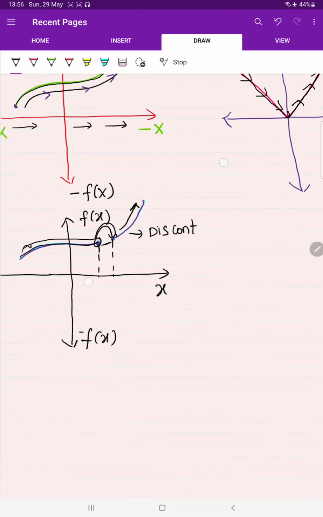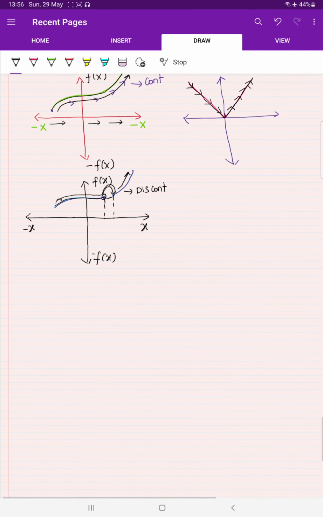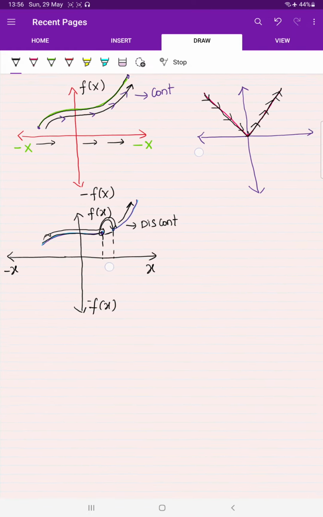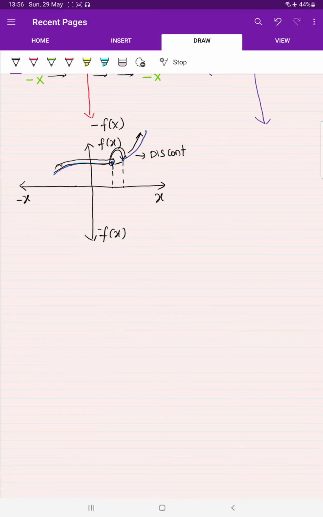Okay, that's all. That is the actual meaning of continuity and discontinuity. Here I have demonstrated these things in terms of graphs. If you want to demonstrate the same thing in terms of theory, that is what we did so far.